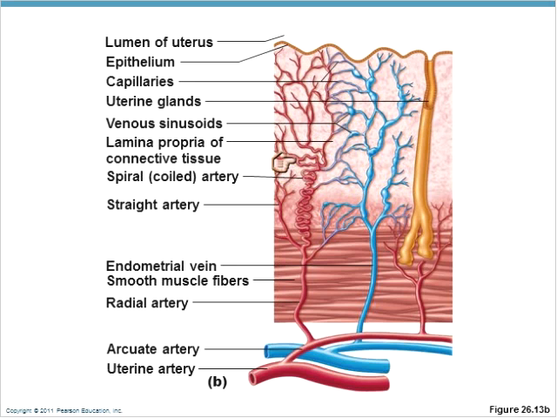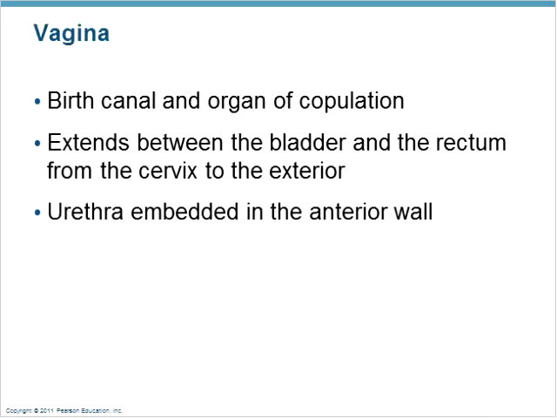There are the venous sinusoids, the lamina propria of the connective tissue, the spiral coil artery, and the straight artery that's located there. The endometrial vein and the radial arteries, you're seeing it there. And finally, the arcuate artery and the uterine artery.